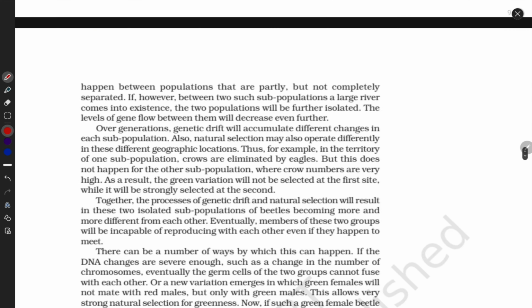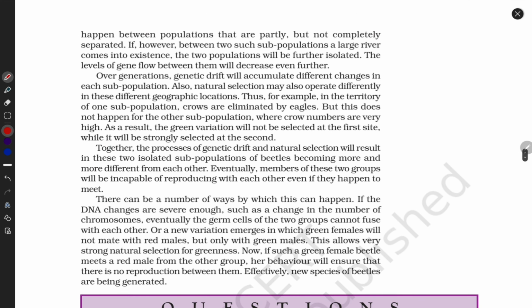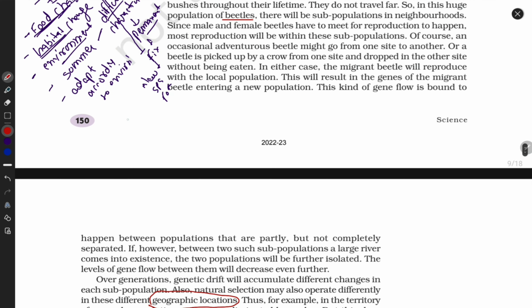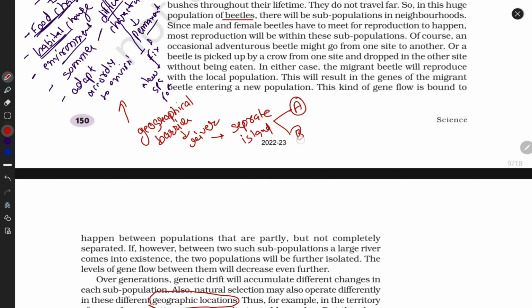Okay, guys. Now I give you one more example. Now look here. Geographical location. This is a geographical barrier. Here, what is the geographical barrier? A river separates the island into two parts, island A and island B.